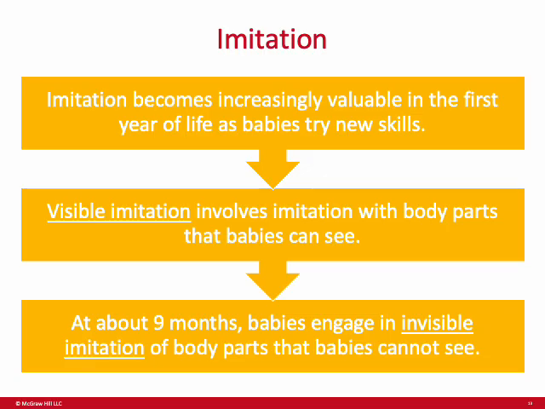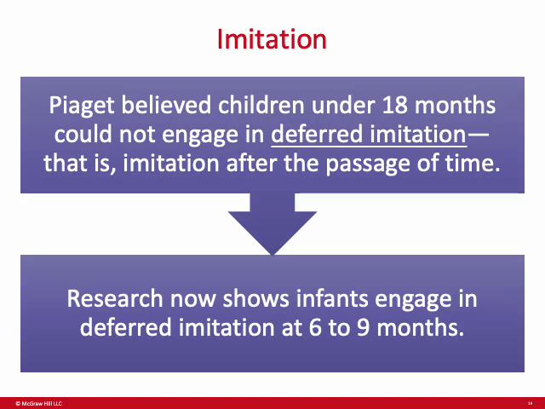Imitation becomes increasingly valuable in the first year of life as babies try new skills. Visible imitation involves imitation with body parts that babies can see. At about 9 months, babies engage in invisible imitation of body parts that babies cannot see.